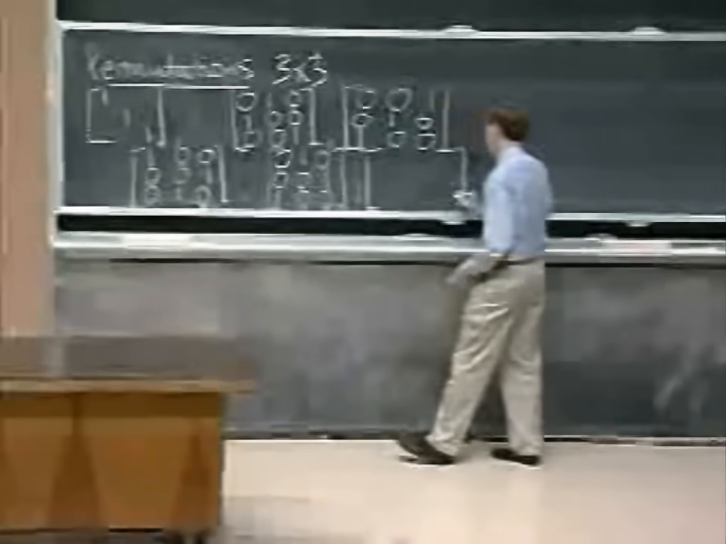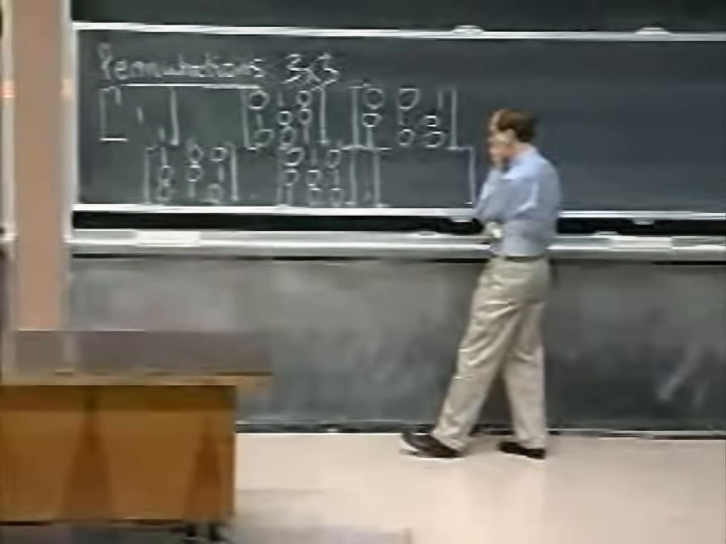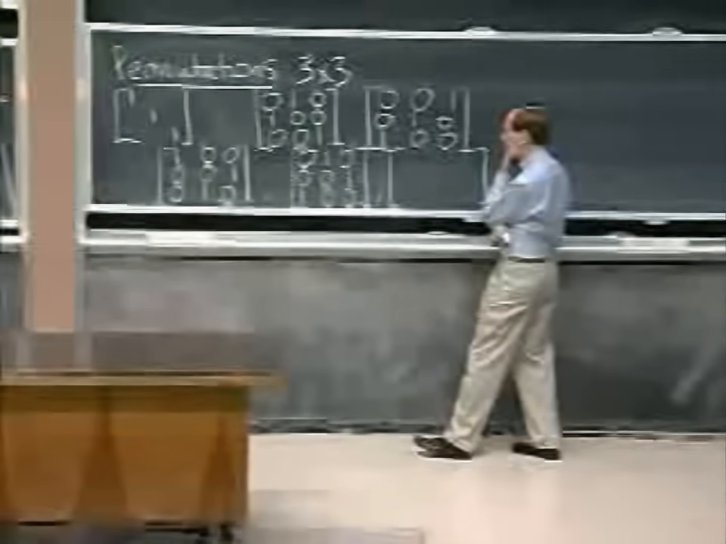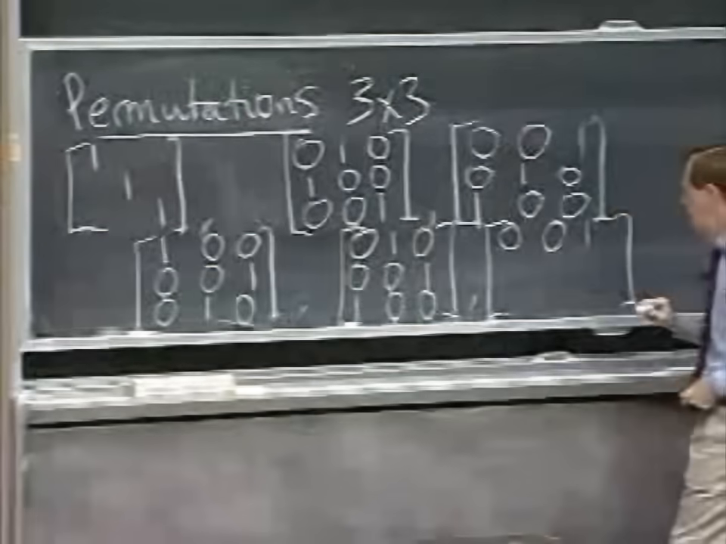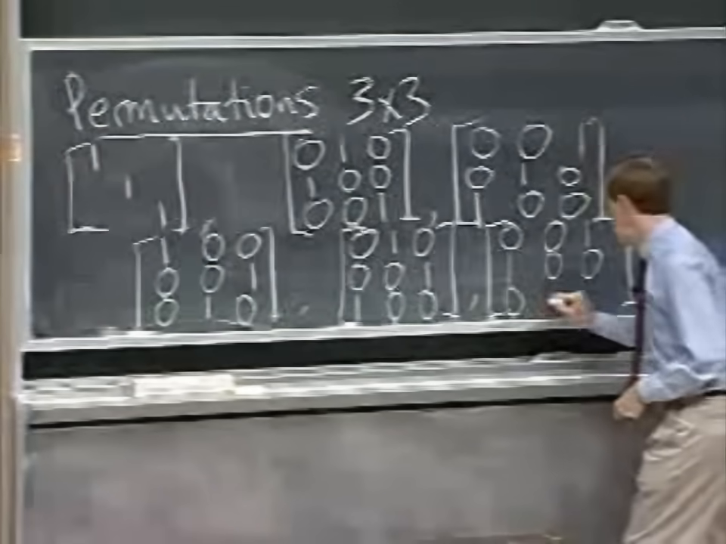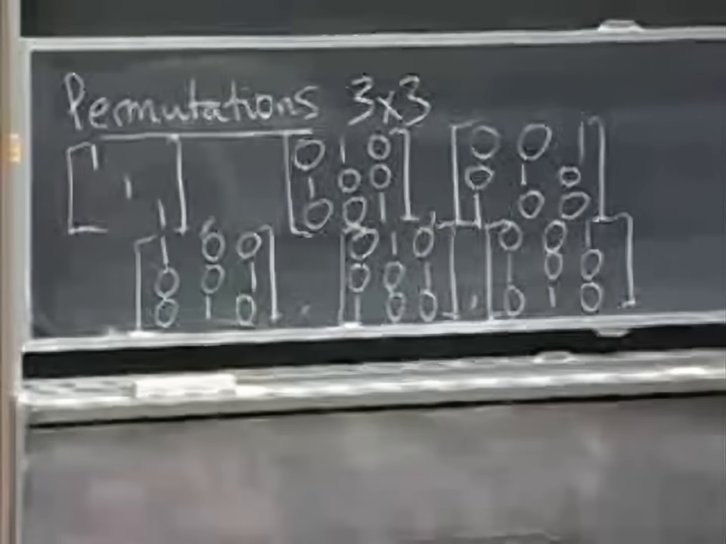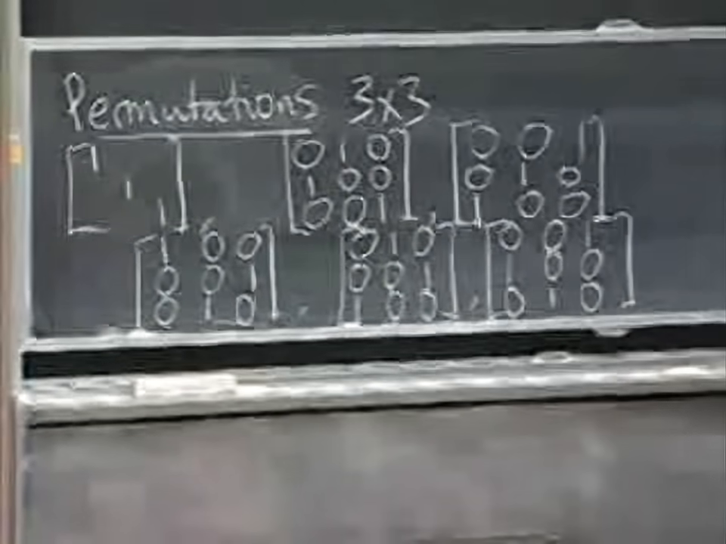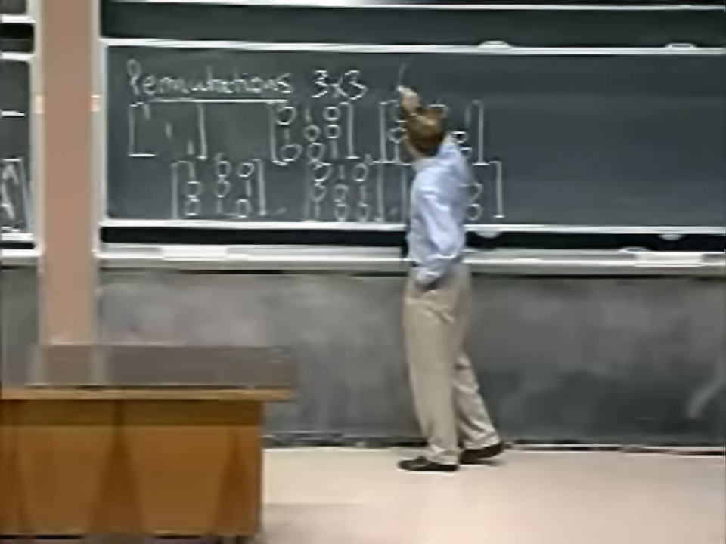Let's see, what's left? Is it 0, 0, 1? Okay. 1, 0, 0. Okay. 0, 1, 0. Okay. Great. 6 of them. 6 P's.